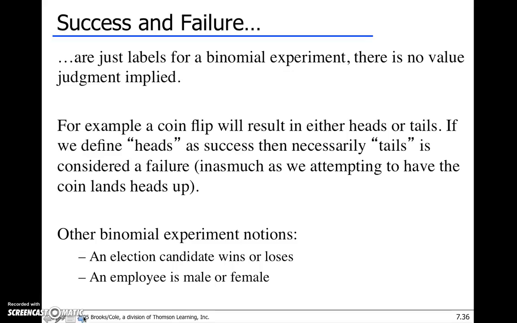Success and failure are just labels for a binomial experiment. There is no value judgment implied. For example, a coin flip will result in either heads or tails. If we define heads as success, then necessarily tails is considered a failure, inasmuch as we are attempting to have the coin land heads up. Other binomial experiment notions are an election candidate who wins or loses, an employee is male or female.